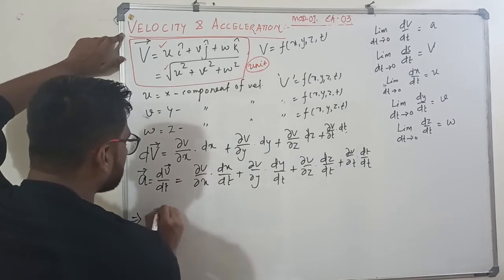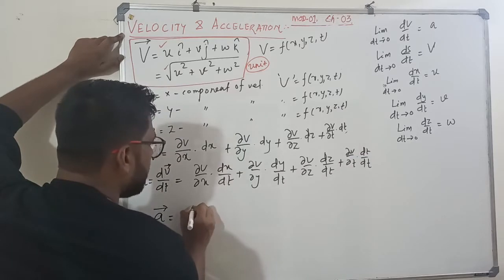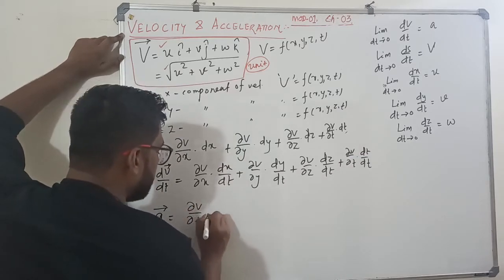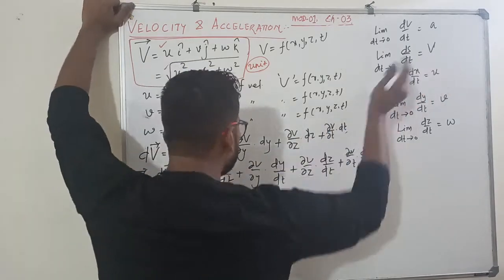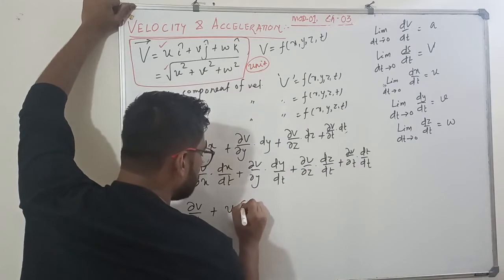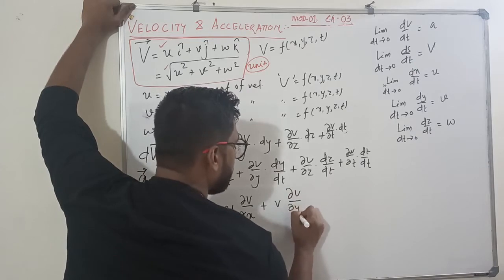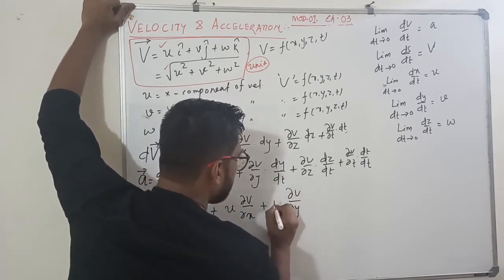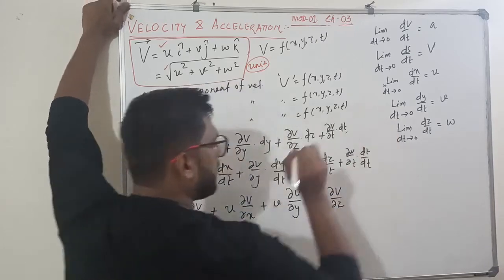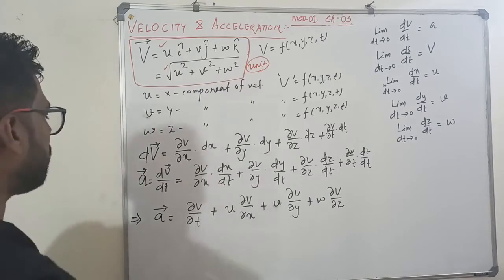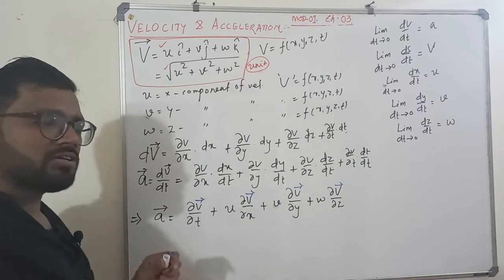So what did you get? Acceleration A equals ∂v/∂t plus dx by dt, that is u, so u ∂v/∂x plus v ∂v/∂y plus w ∂v/∂z. This is what we finally get. Remember, these are all vectors, so you have to give the vector symbol. If you are not giving it, it is also understood.